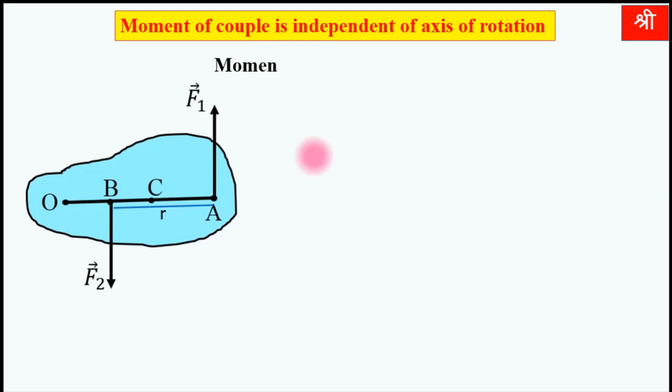Now moment of couple about point O. Suppose the axis of rotation passes through this point O. That axis of rotation is perpendicular to the plane of figure.